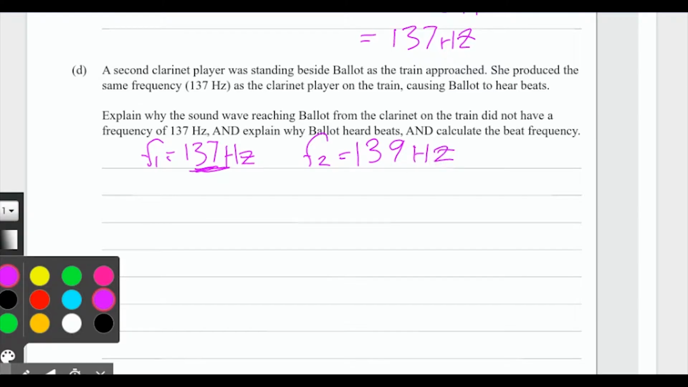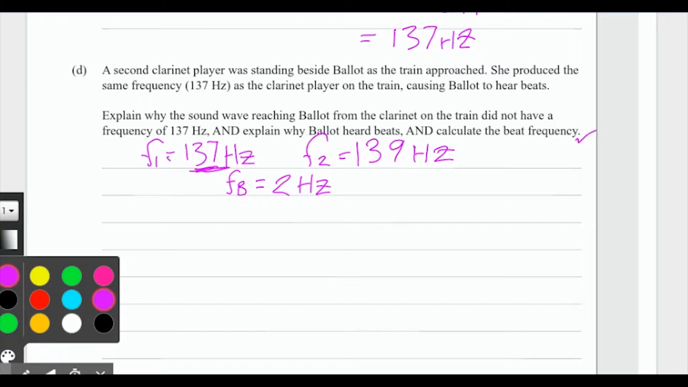Okay, now the beat frequency is the difference between those two, so the frequency of our beats is going to be just the difference, which is 2 Hertz. And our question asks, explain why the sound reaching Ballot from the clarinet on the train did not have a frequency of 137, and explain why beats are heard, and calculate the beat frequency. Well, we've already done that.